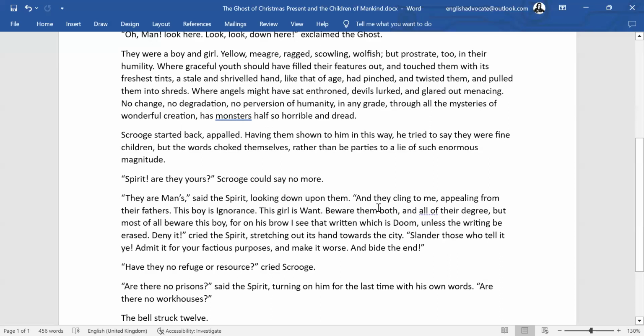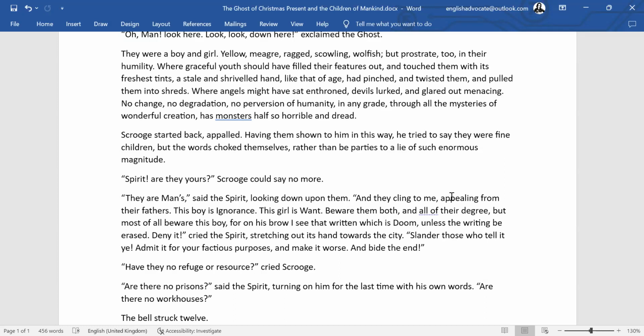And the ghost warns Scrooge to beware them both and all of their degree and everything like them, but most of all, beware the boy. So out of the two, it's the boy. It's this idea of closing your mind that is the most dangerous, because on his face is written doom, is written judgment, unless the writing be erased.